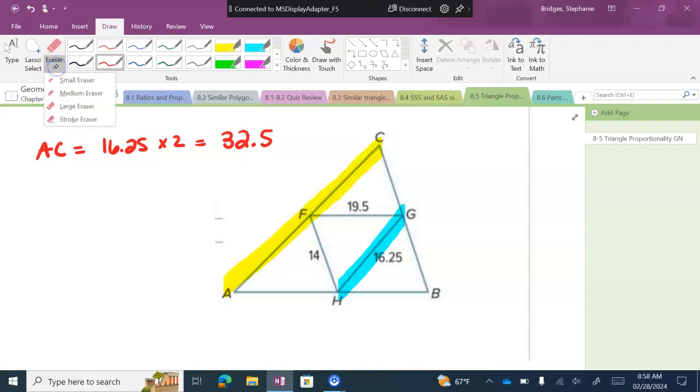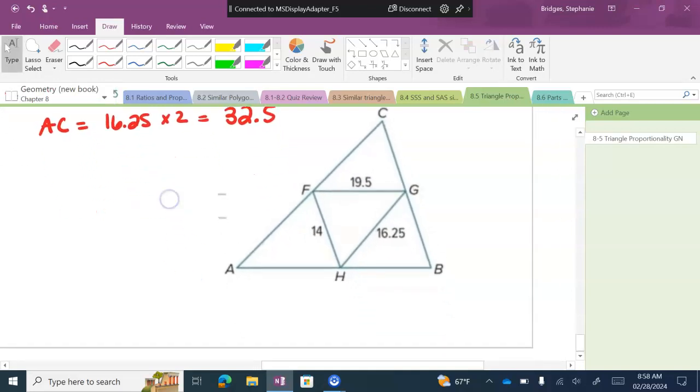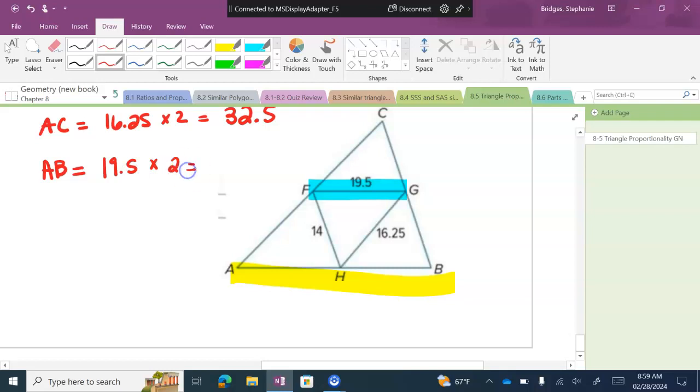All right, I want you to look at the next one. Hold on. They want AB next. So here's AB. Is AB a side or a mid-segment? Side. What is its mid-segment? FG, okay. So do the same thing you just did here to find AB. Its mid-segment is FG, which has a length of 19.5. So to find the side, I'm just going to take that and multiply it by 2. And that gives me 39.